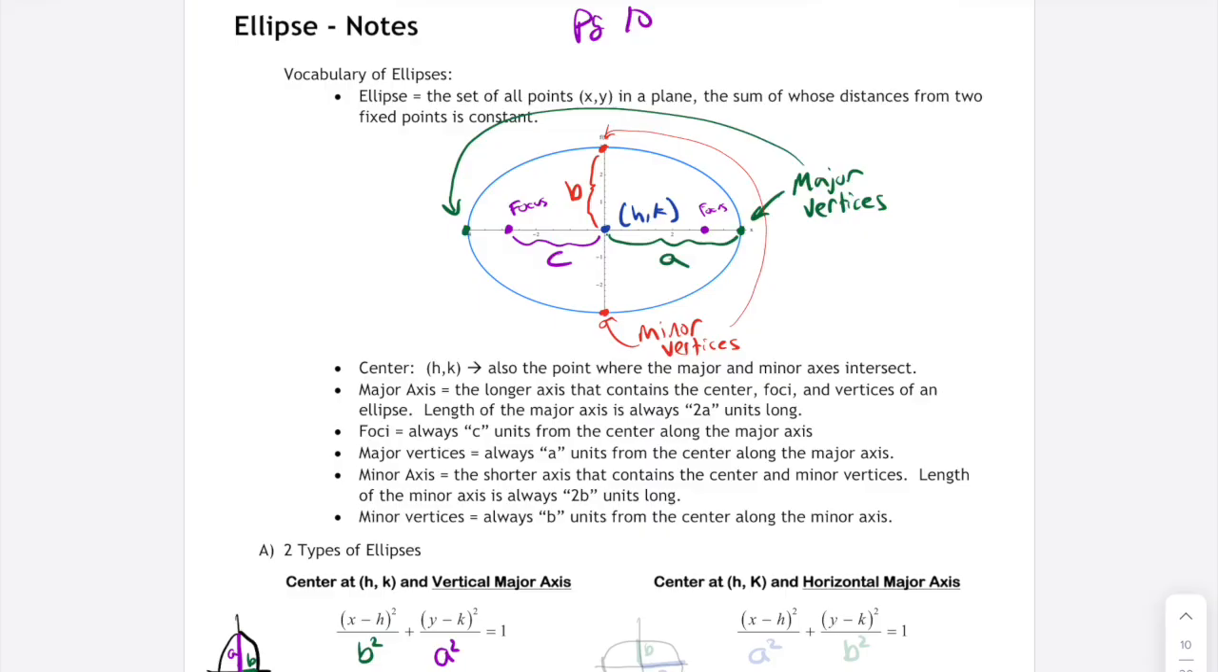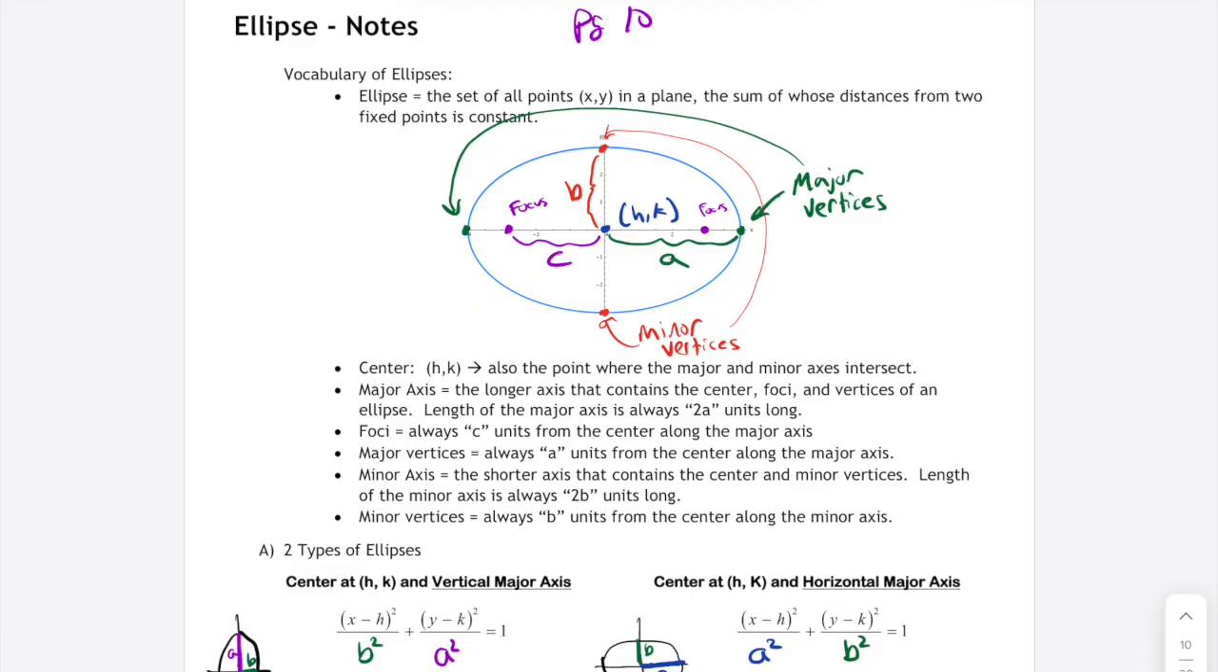But if it's horizontal, like the one above, so it's longer in that direction, side to side. Now the a is side to side in the horizontal direction, so we put a squared under the x minus h, and b squared is under the y minus k.